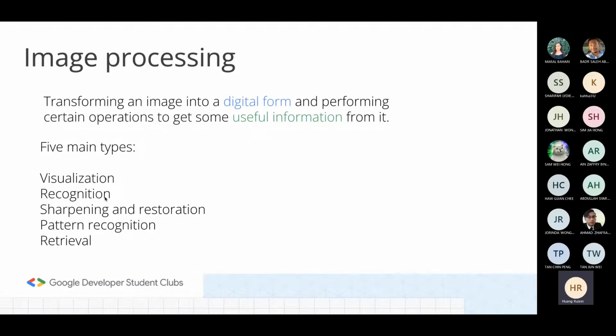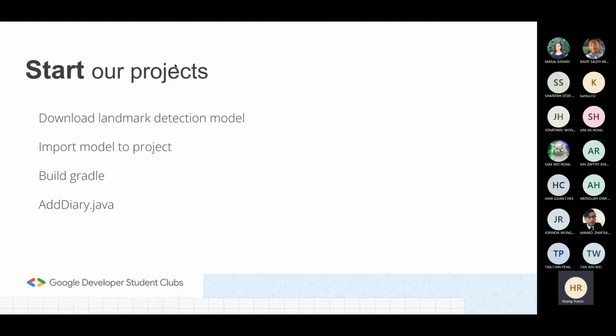The next one is sharpening and restoration, which can create an enhanced image from the original image. Then there is pattern recognition, where we can measure the various patterns around the object in the image. The last one is retrieval, where we browse and search images from a large database of digital images that are similar to the original image. So after knowing all the basic terms, let's start our project. I will pass my session to Anne to let you import the model.